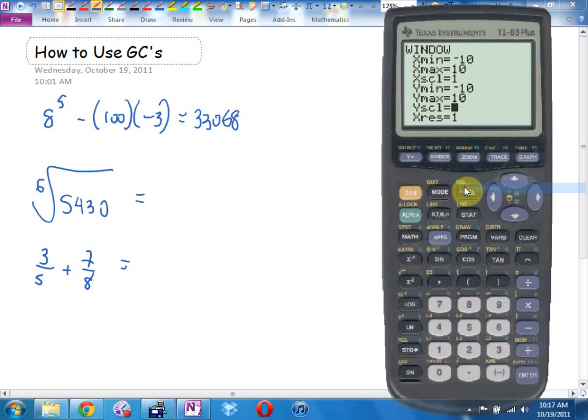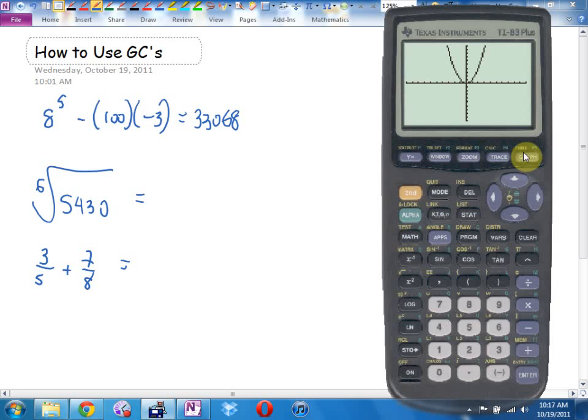So now hit graph, and all of our graphs look identical, yes? If they don't, now is the chance to raise your hand. We're good? Yeah? Okay.